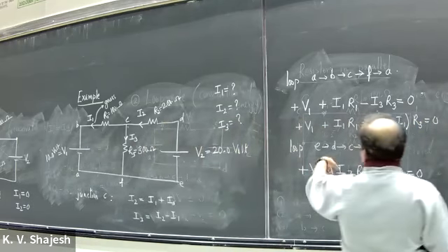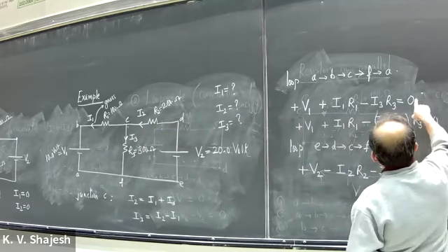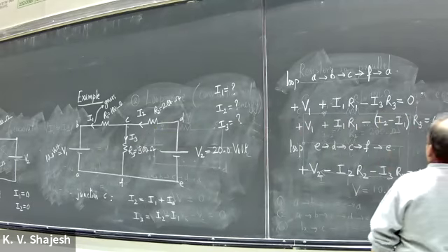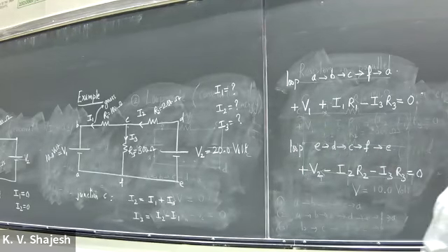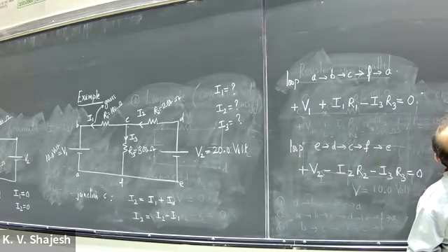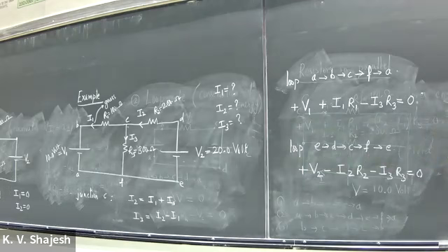Put in the numbers if you want. Let me put the numbers here itself so that too many variables don't confuse you. So it's plus 10, minus R1 is 100, 3 6 digits, 300 I1, and minus I3 is I2 minus I1. R3 is 300.